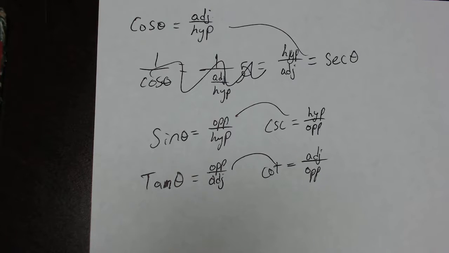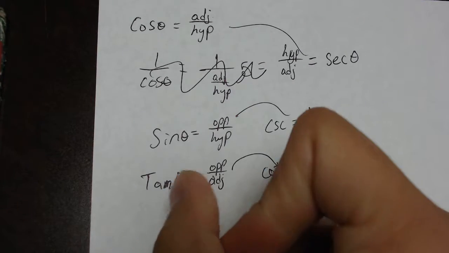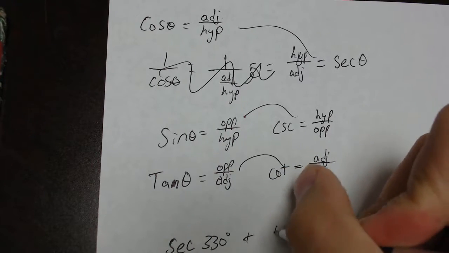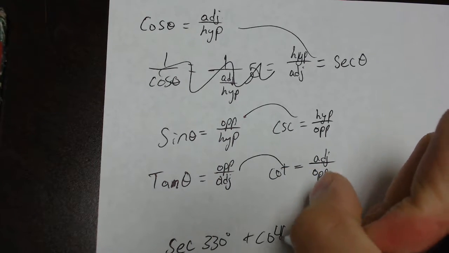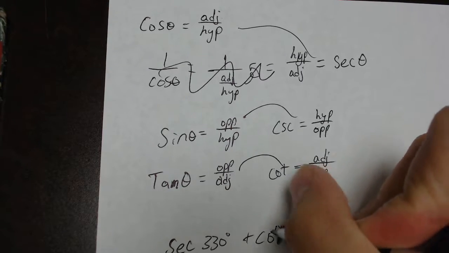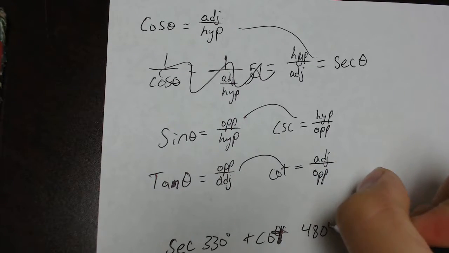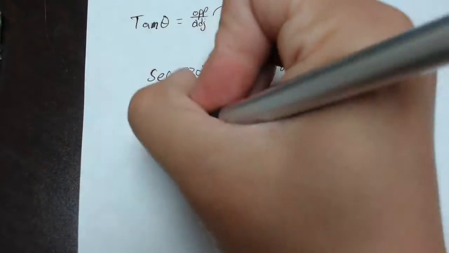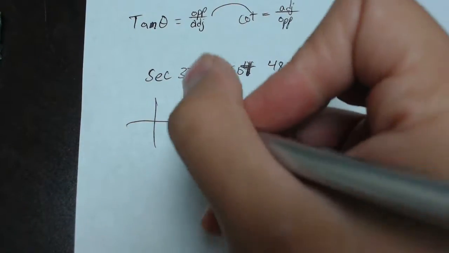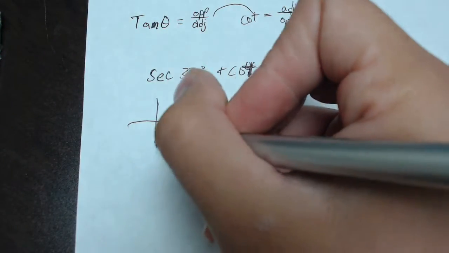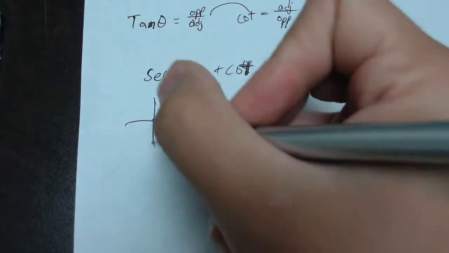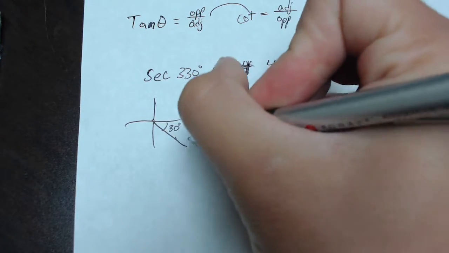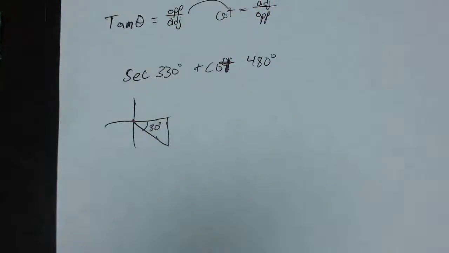So I'll do a quick example. The first example they give us is to evaluate the secant of 330 degrees added to the cotangent of 480 degrees. So how do we solve this? Well, first we'll go ahead and figure out where these are on the coordinate system. So if we take 330, that takes us through the first, second, third, stops in the fourth quadrant. 330 degrees gives us an excess of 30 degrees. So we'll be finding the secant of 30 degrees.